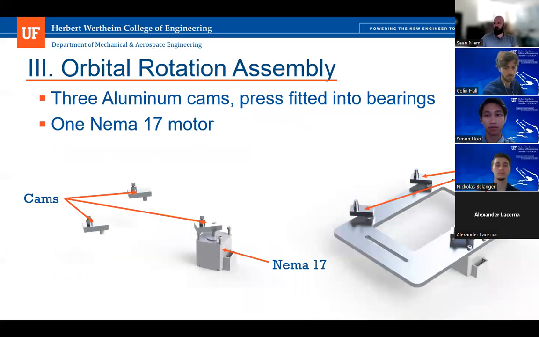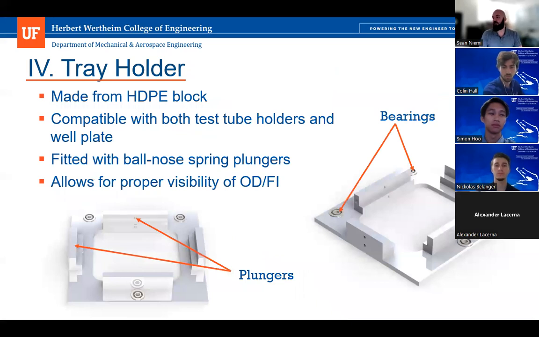For the orbital rotation assembly, there are 2 free spinning cams which are press fitted into roller bearings within the top plate, which you just saw. The third cam is fixed in the NEMA 17 motor. So when it's driven, it rotates in a circle. The last subsystem, which you will see soon, is the tray holder. So this tray holder has bearings for all 3 of these cams we press fit it into. And this fixes the cams in relationship to each other, so they can only rotate parallel to each other.